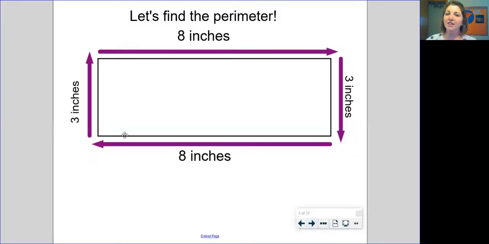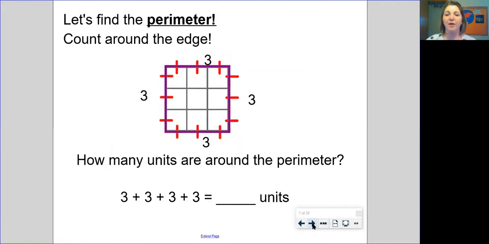If you take a look at this one, this time we're going to find the perimeter. That is the distance around the outside. Here, all you have to do is add 3 plus 3 plus 8 plus 8, and you would get 22 inches around the edge.